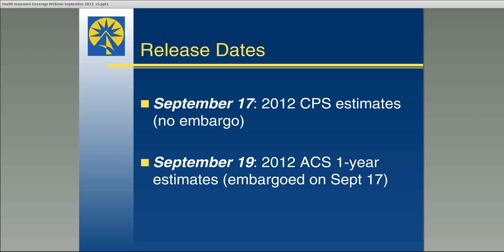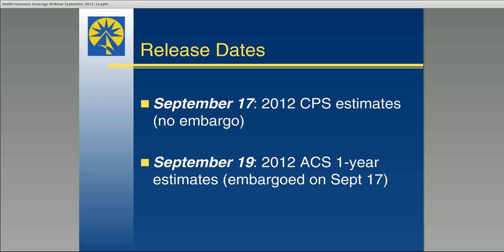Tomorrow, the CPS estimates will be released by the Census Bureau for 2012. There won't be an embargo on this, so that data will be available to the public and to the media at the same time. And then just 2 days later, on September 19th, the Census Bureau will release their 2012 ACS one-year estimates, embargoed on September 17th. So actually later tomorrow afternoon, that data will be available to the press. And I might point out that that's one-year estimates. The CPS estimates that are released tomorrow will, for the state level estimates, be in the form of two-year estimates. And I'll get into that more later.